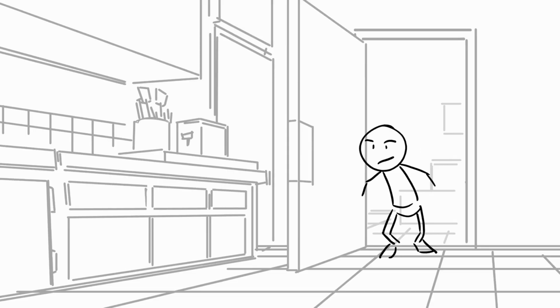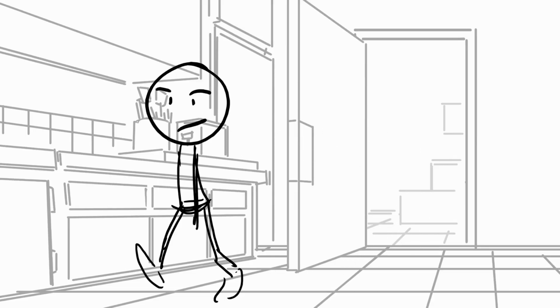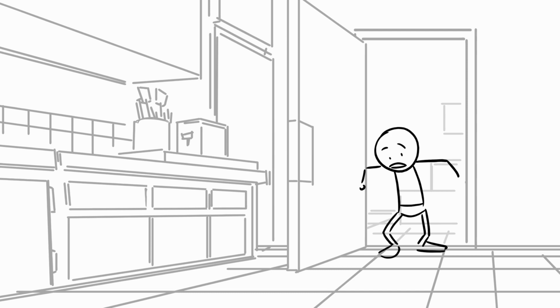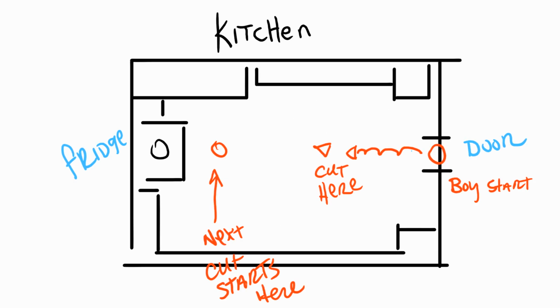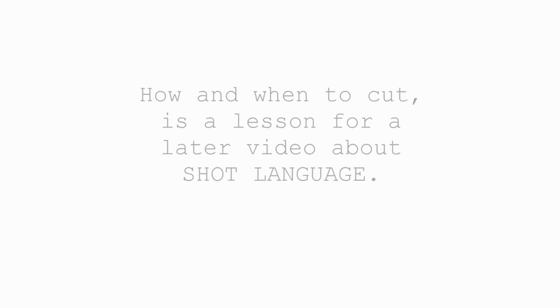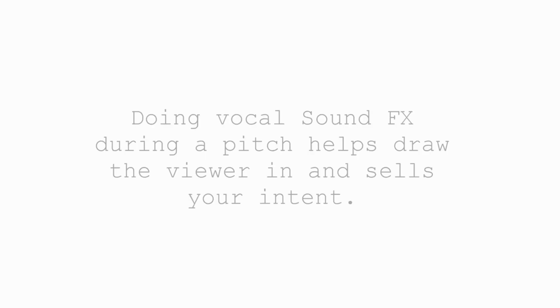We obviously don't have to show every step a character takes or show them completely across a room, but we have to at least imply the motions so the animators know where the action starts and stops before the scene cuts. How and when to cut is a lesson for a later video about shot language. So let's do a board with this concept and see the difference. I'll be doing the audio and sound effects vocally the way we would when pitching a board to the room. Note how with audio, we're able to draw the viewer in without the use of panel shapes or caption boxes.